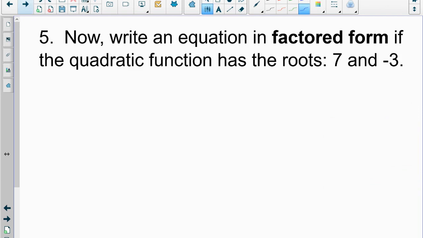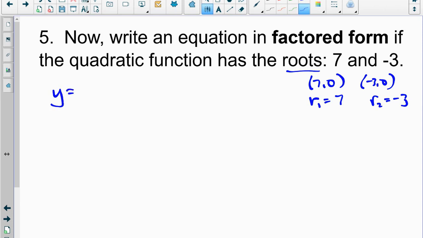All right, let's look at one more. Let's write an equation in factored form if the quadratic function has the roots 7 and negative 3. Well, it's basically the same thing we just did, except we don't have the graph, but that's okay. If it has the roots of 7 and negative 3, I know that the x-intercepts are 7 comma 0 and negative 3 comma 0. So I know my R1 can be written as a 7. My R2 can be written as negative 3. And I can write my equation using that format from before. So y equals a times x minus the first root times x minus the second root.